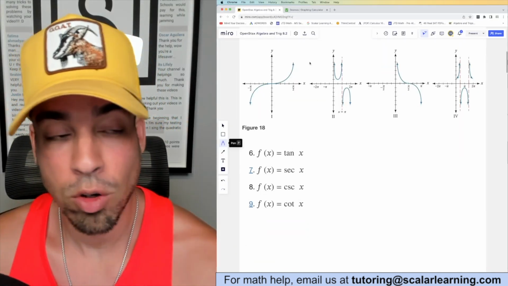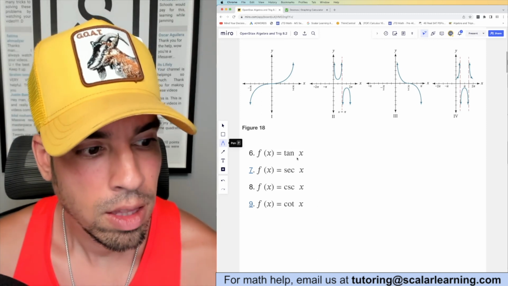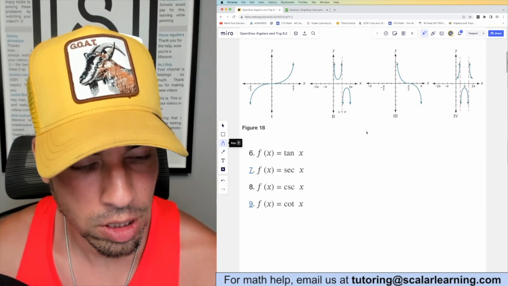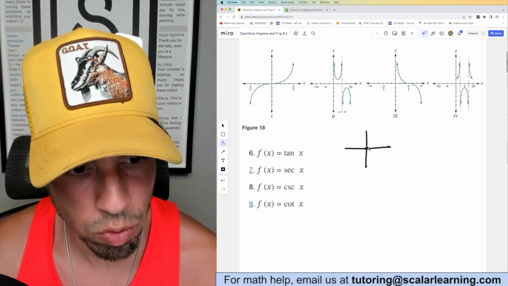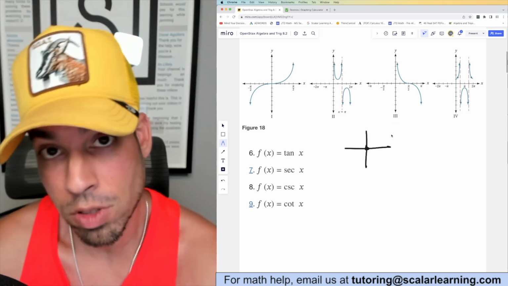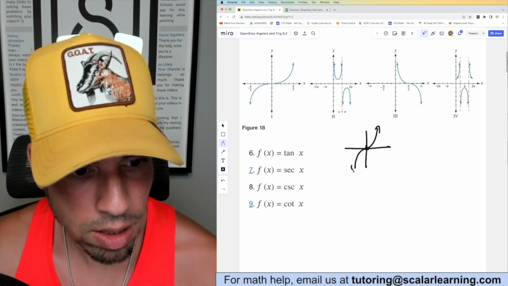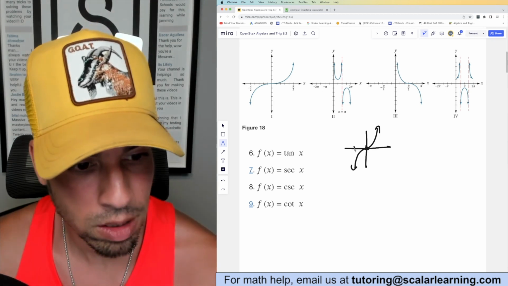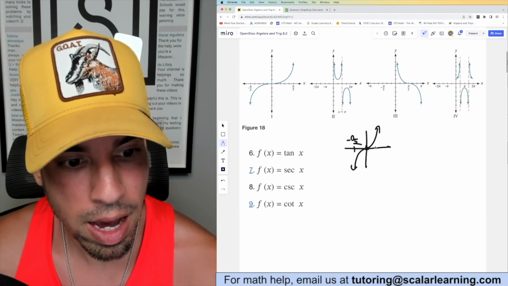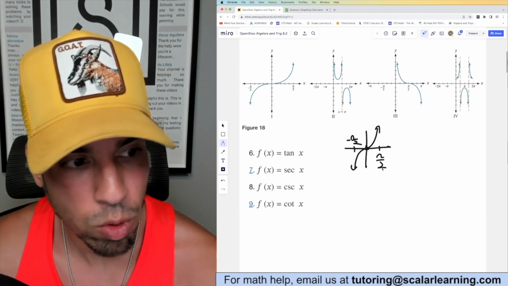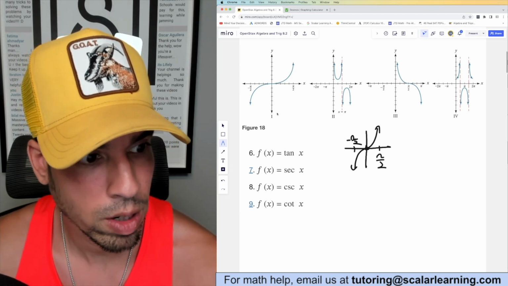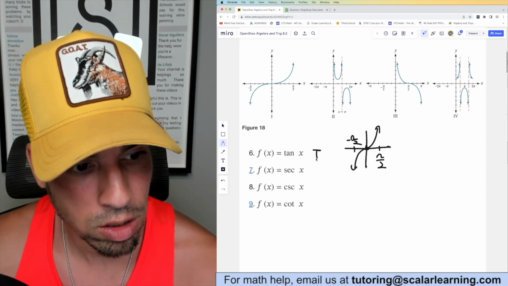So here we're going to kind of go through each one of these. And the thing about tangent of x is that typically it goes right through the origin because tangent of 0 is 0. And then it goes up to the right and down to the left. And it's got a period of pi, which means it goes from negative pi halves to pi halves out here. Well, that's this one. That's figure 1. So figure 1 is our tangent.